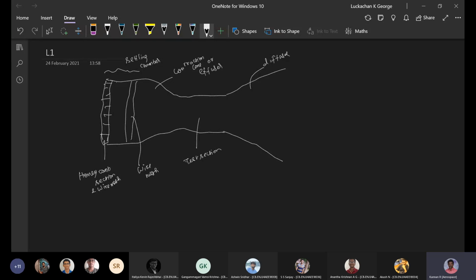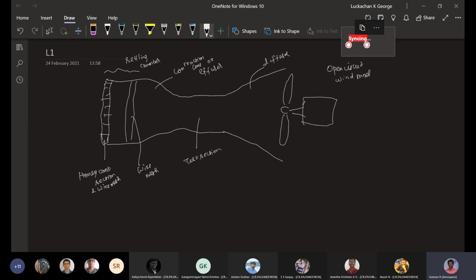And here they used to have a fan for driving it. So this is a part of that. So basically this is a simple open circuit wind tunnel.